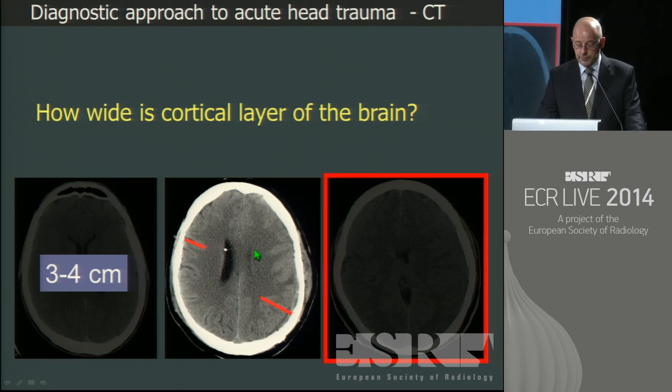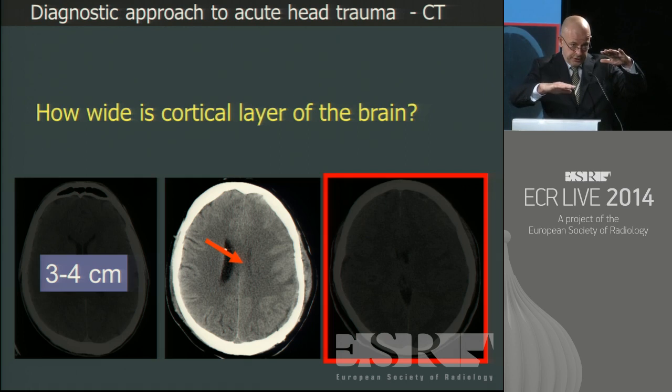Look at this image. This is 3. This is definitely more than 4. And if we look closely at this picture, there is a subgaleal hematoma here. There is a very subtle subdural hematoma. And there is probably compression of the left ventricle. I say probably because we are not always sure what the positioning of the head was during the examination.